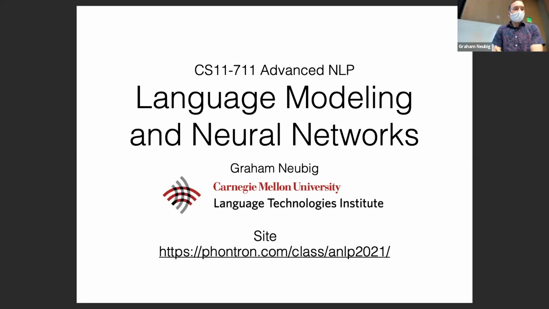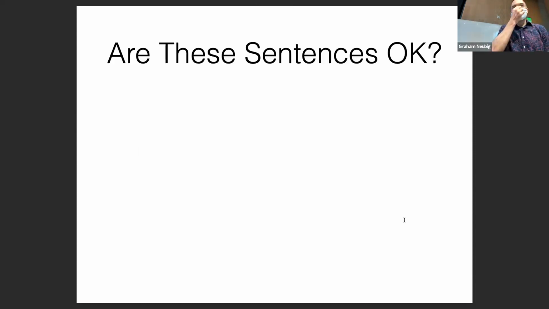Okay. This time I'm going to be talking about language modeling and neural networks, kind of two things at once. Both introducing the task of language modeling and introducing the modeling tool of neural networks. So what is language modeling? Language modeling is basically a task of determining whether a particular sentence or text is likely to occur.